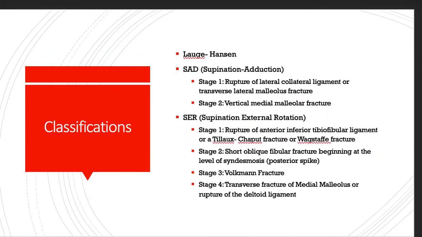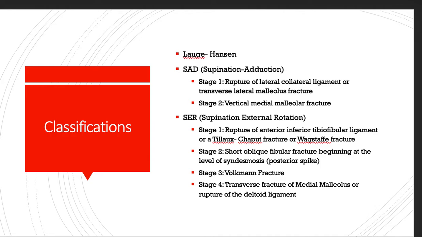So, one of the biggest things about ankle fractures is their classification system, and it's a very common PEM question. Lauge-Hansen and Danis-Weber are the two main classifications sought after when discussing ankle fractures. Lauge-Hansen has many stages and different categories in it.